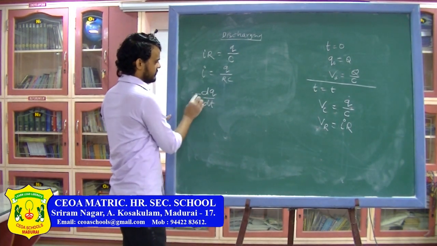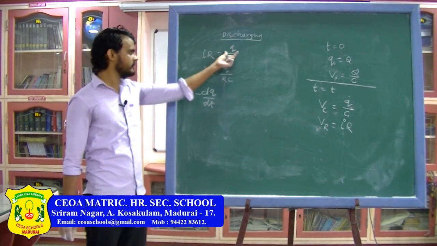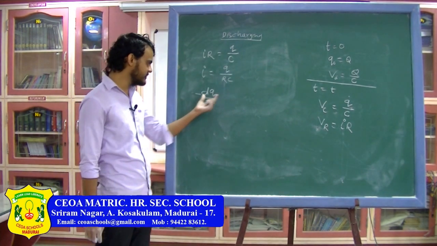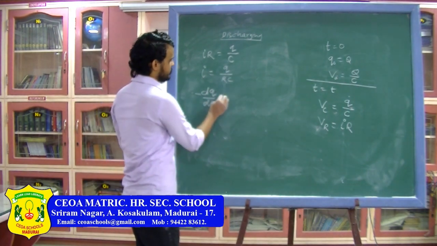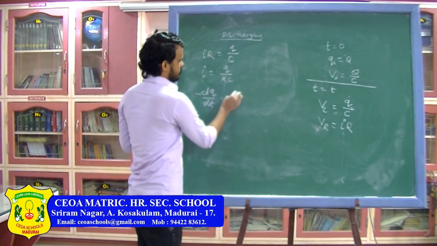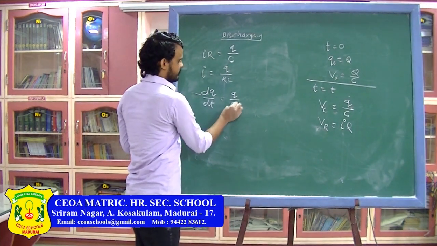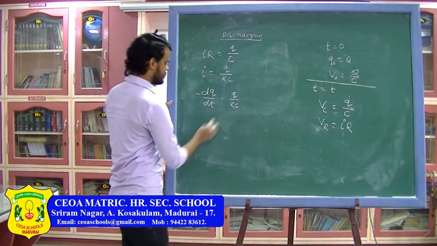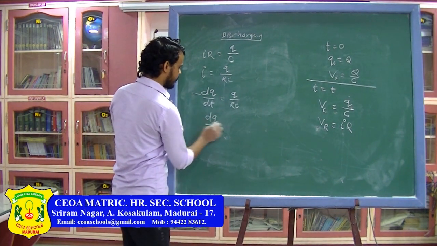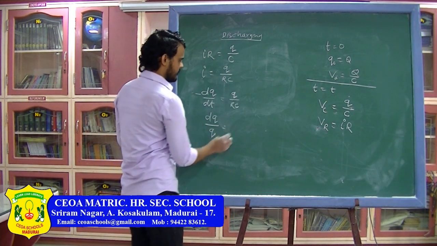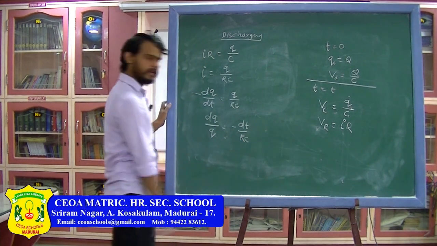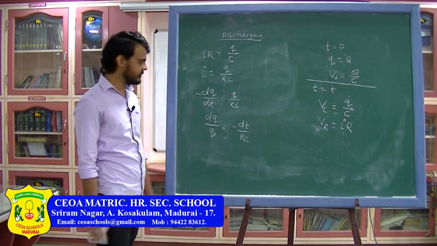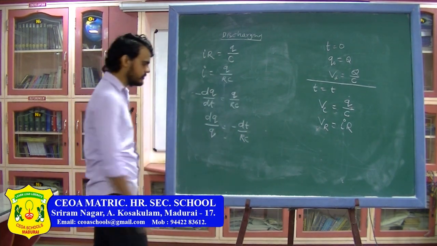Now here I am using the minus sign because you know that the charge on the capacitor is decreasing, so when the charge is decreasing you have to use the minus sign. So minus dq by dt is equal to Q divided by RC. Or I can rearrange this and write dq by Q is equal to minus of dt by RC. Now again here I have separated the variables, so I can easily integrate both the sides.